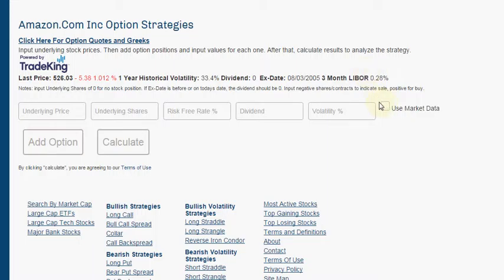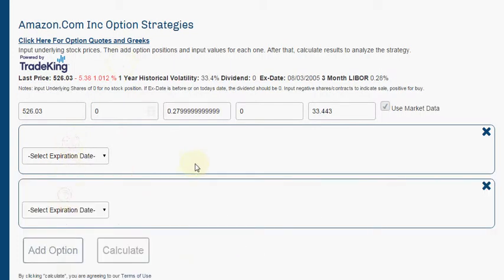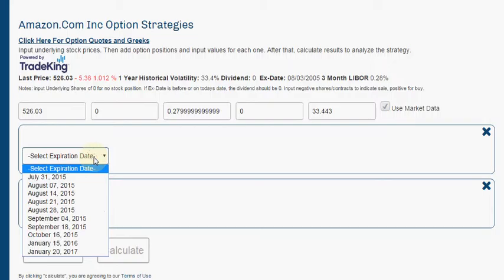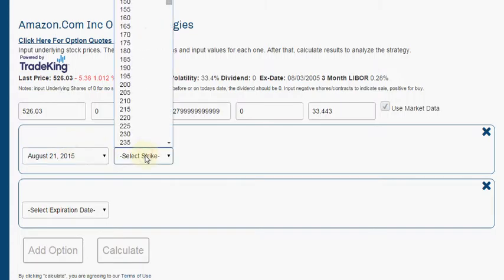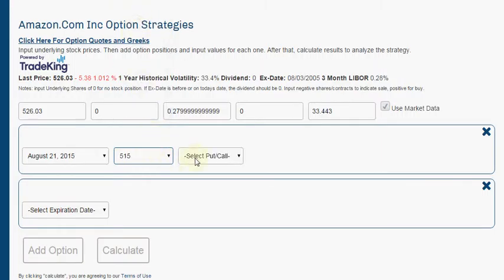So right here, if we go to optionstrategies.info, our strategy analyzing tool, we'll use the price that Amazon closed at today. Underlying shares is going to be 0. We're doing 2 options. We'll make the expiration date on these out to August 21st. The first option is the one that we sell, so that's going to be an in the money call. Let's make that strike 515.